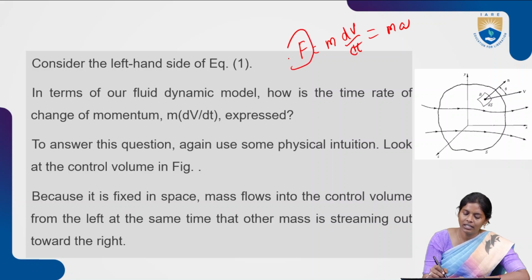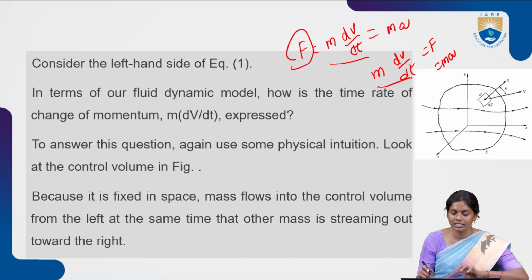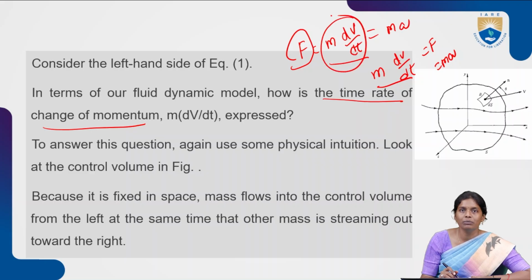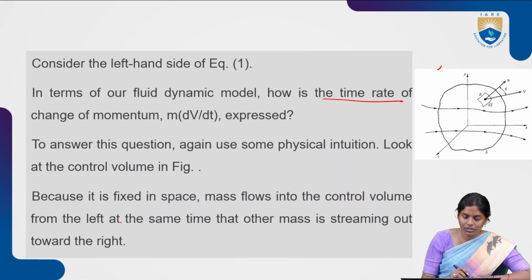So now we have dealt with the forces acting. Now we have to see the other side, what is there. Previously it is m into dv by dt equal to F, which is nothing but ma. Now considering the left hand side from equation 1, what do we have in our fluid dynamic model? The time rate of change of momentum, that is m into dv by dt with constant mass, as we will be explaining.